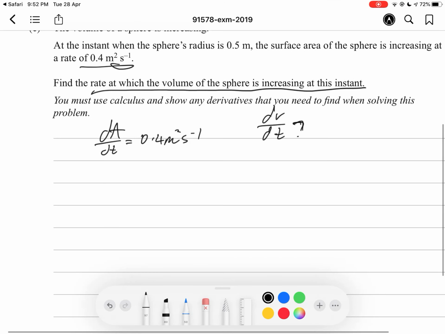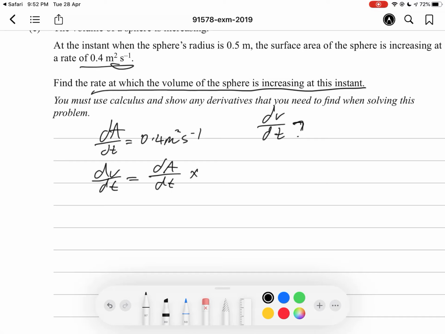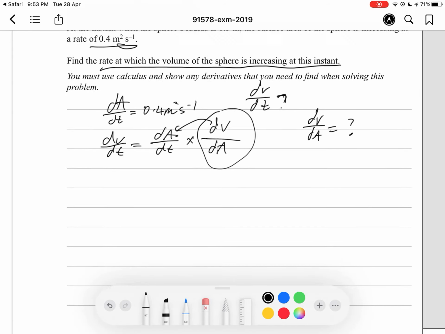So this will be a parametric rates of change equation. We're trying to find dV over dt, and they give you dA over dt. So dV over dt equals dA over dt multiplied by something. Right now we have a dV we're missing, and a dA that we do not want. In order to cancel out the dA, we want to have a dA on the denominator here. So this dA and this dA will cancel each other out, and in its place we get dV over dt. So the function that we want to find here is dV over dA.